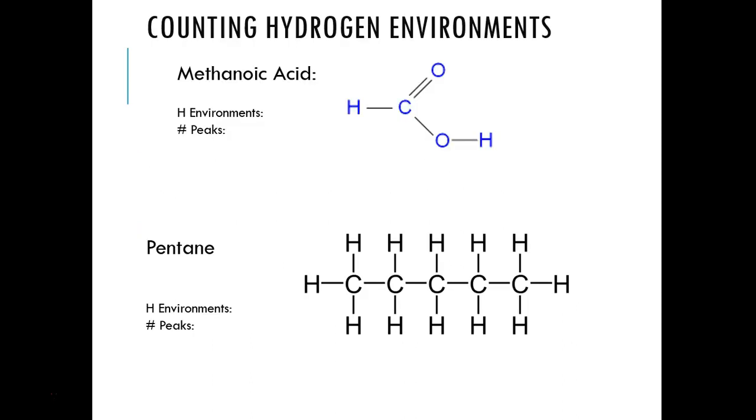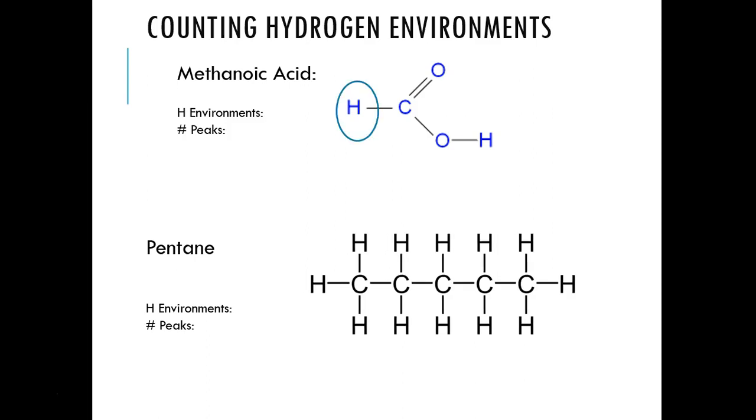Now, when we count hydrogen environments, we're going to do a couple examples, and I'm going to let you do some practice. So methanoic acid. Now, the first hydrogen is in one environment, and the second hydrogen is in a different one. They are not attached to the same things. It's not completely symmetrical, so we have 2 different hydrogen environments and 2 peaks.